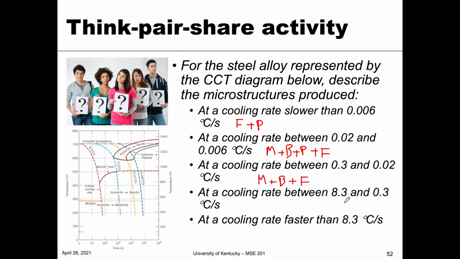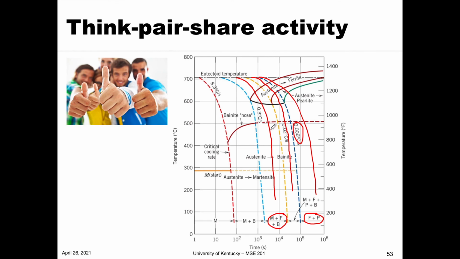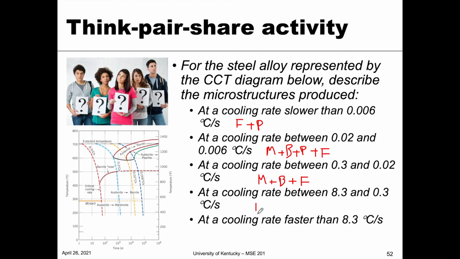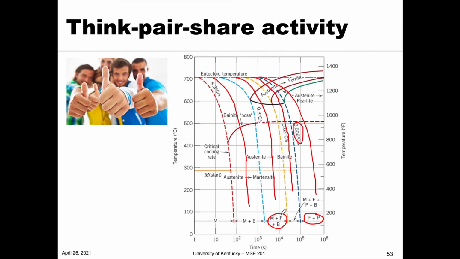All right, so now between 8.3 and 0.3, so we're in this region here. And so here, we don't form ferrite, we don't form pearlite, but we do form bainite. And then again, bainite really doesn't have a completion curve here, and so we're going to form martensite as well. So martensite and bainite. All right, and then lastly, faster than 8.3.